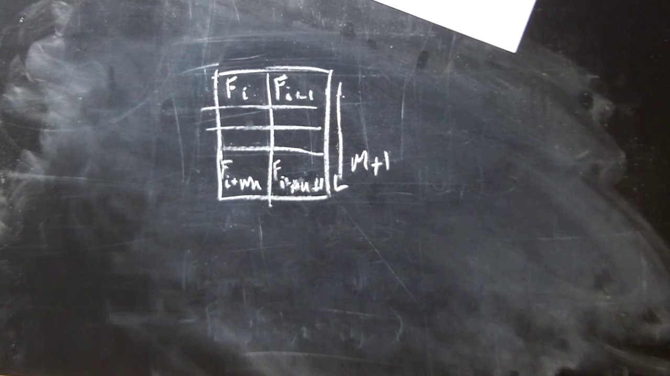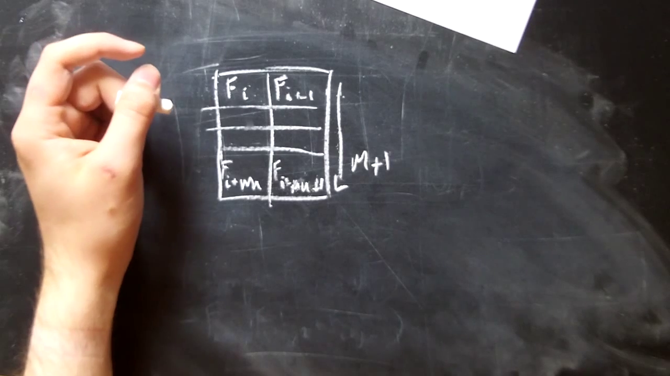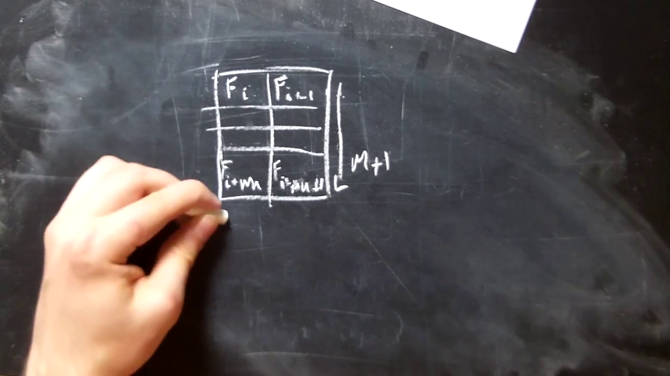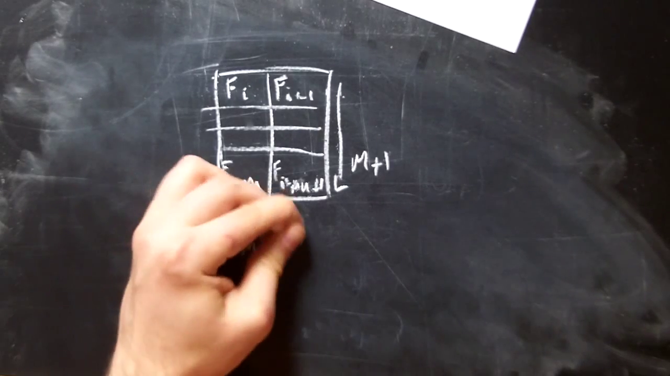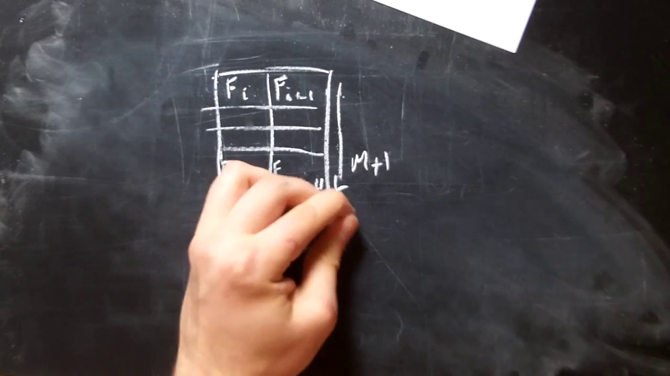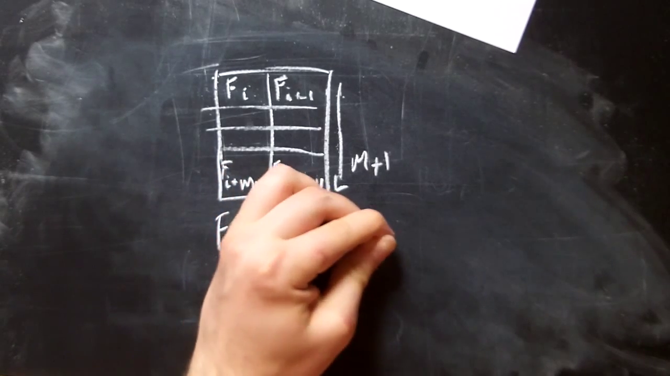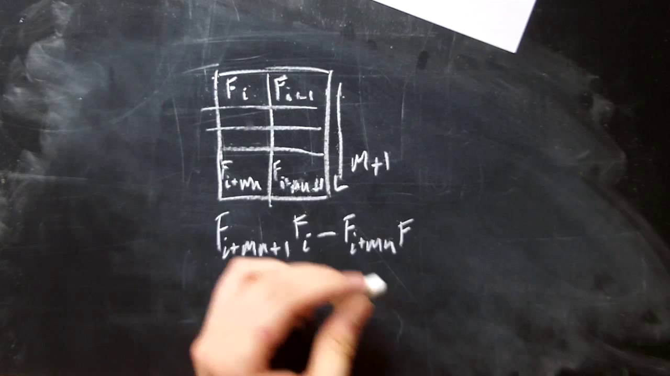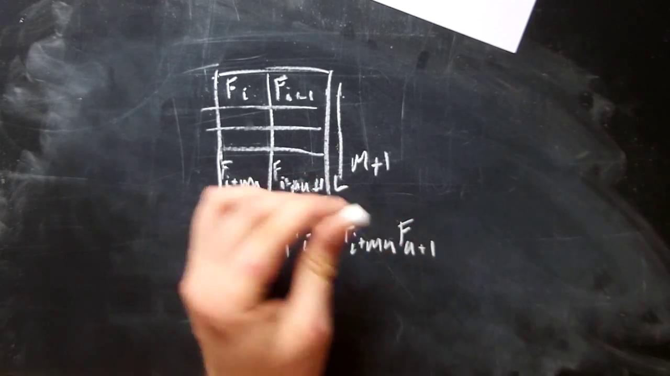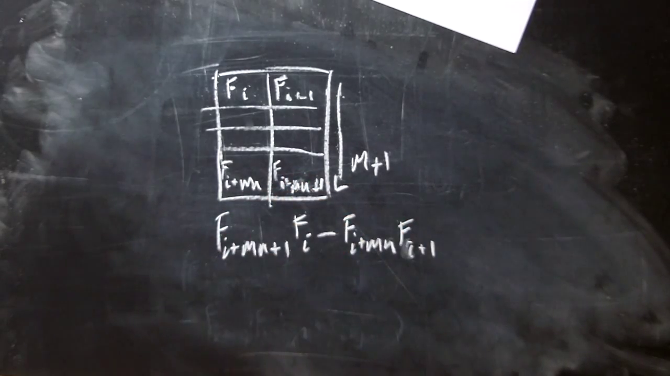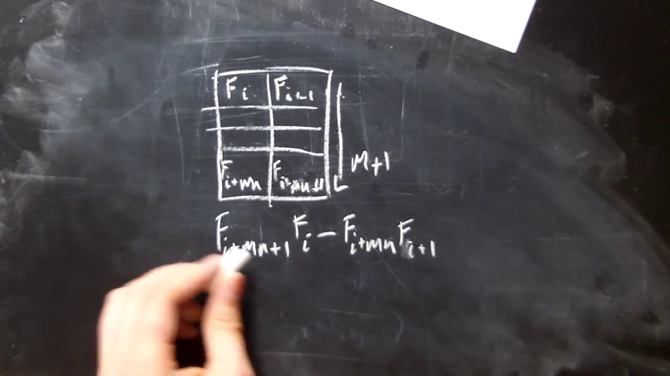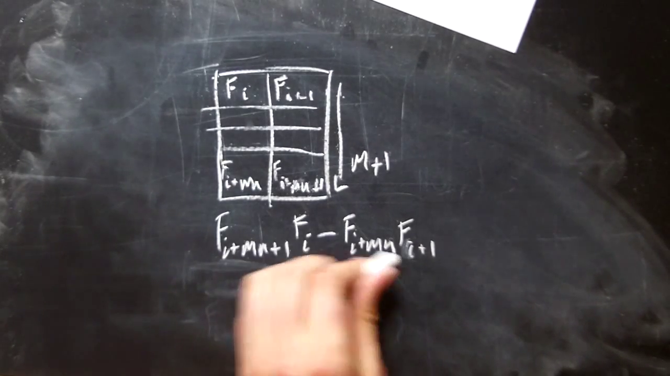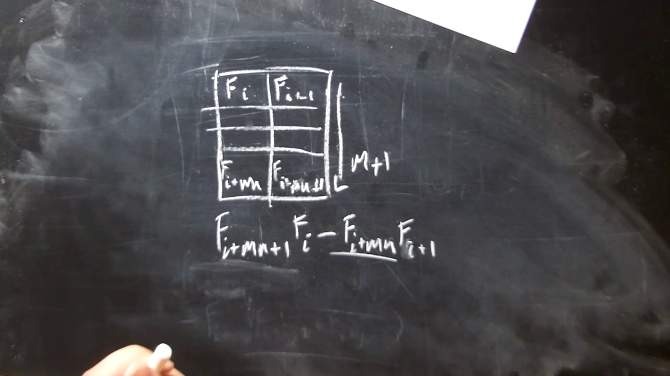So this one's a bit trickier because the determinant is going to be Fi plus Mn plus 1 Fi minus Fi plus Mn, oh, sorry, no, that's an I. Fi plus 1. Okay. I feel like I want to prove a fact about Fi plus Mn. Where is it? Fi plus Mn there. I think that might do.